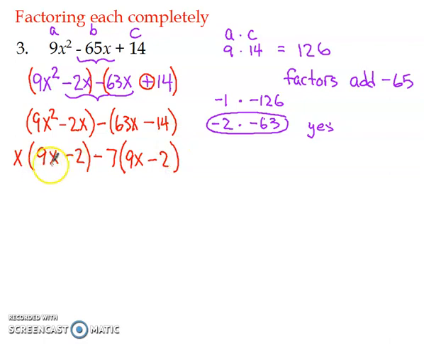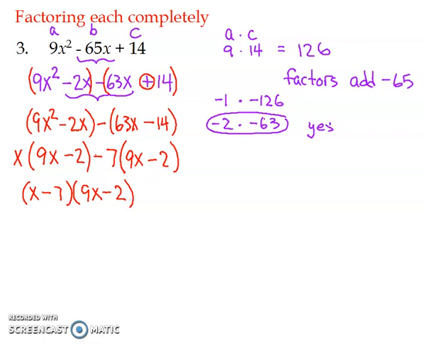Notice again, 9x minus 2 and 9x minus 2 are the same. Therefore, we have x and we have negative 7, both of which are multiplying 9x minus 2. This is the factored form of our original expression. Foil it together to make sure.